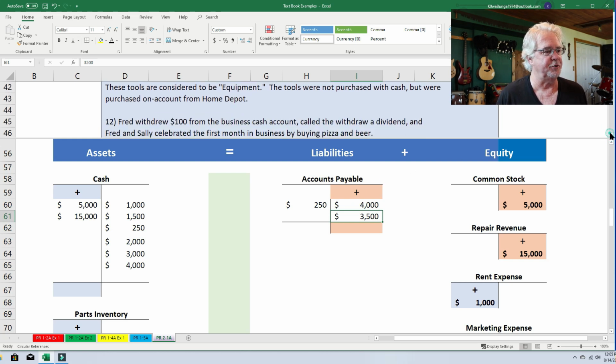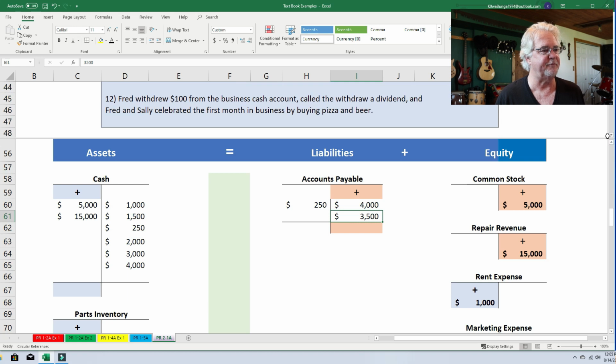So on to number 12. Fred withdrew $100 from the business cash account. So that's money coming out. Fred withdrew $100 out of the cash account, called the withdrawal a dividend. Now, withdrawals or dividends, it's the same thing. A withdrawal is when the owner of the company takes money out of the company, and owners can do that. It's their company. And sometimes they're called dividends.